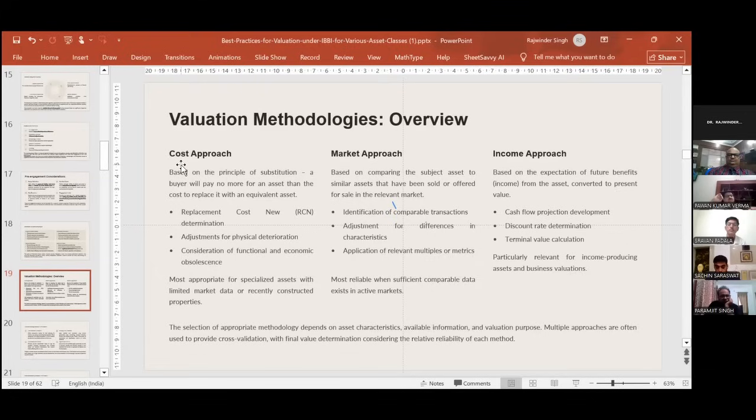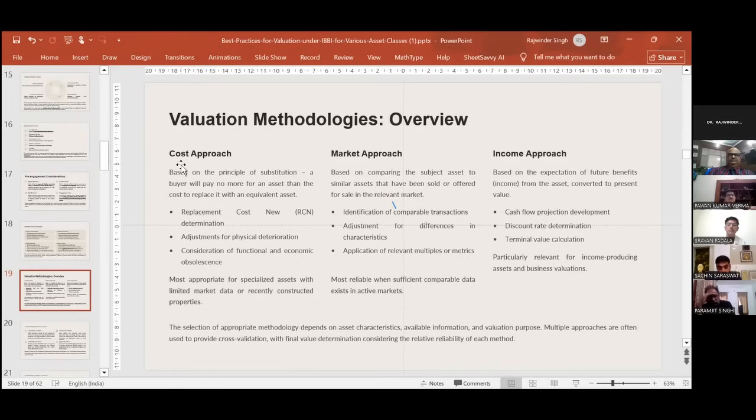Then we have to make adjustment for the physical deterioration. Then we have to consider the functional and economic obsolescence of the asset. So, considering all these things, you will be calculating the depreciated replacement cost of the structures. So this method is most appropriate for specialized assets with limited market data or recently constructed properties. The second method is market approach.